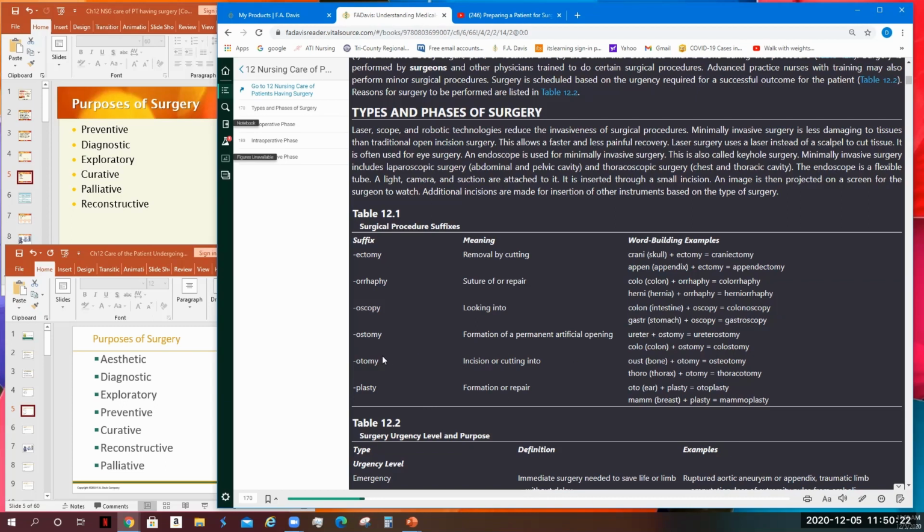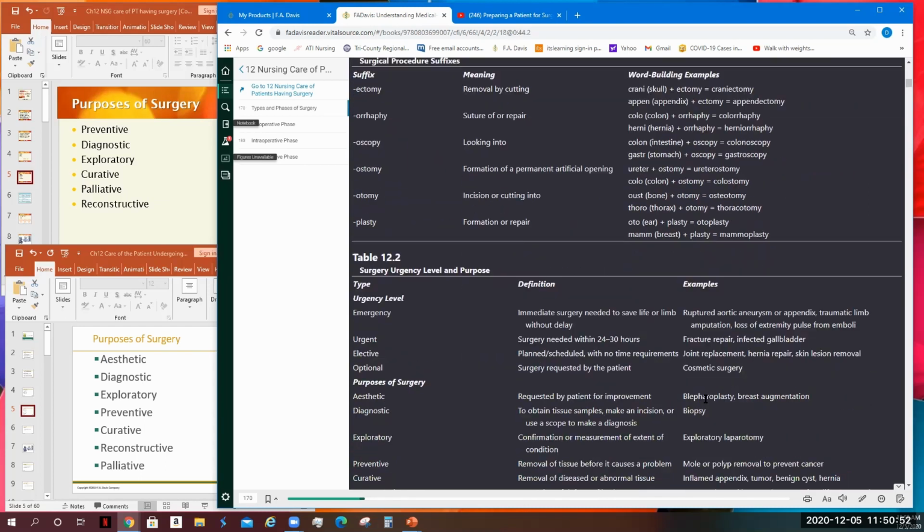Then there is the otomy, which is an incision or cutting into. There is an osteotomy, which is cutting into the bone, or a thoracotomy when you cut into the thorax. Plasty would be the formation or repair. So there is otoplasty, which involves repairing the ear, and then mammoplasty, which is the breast.